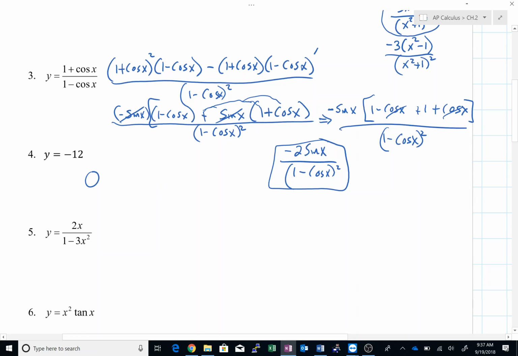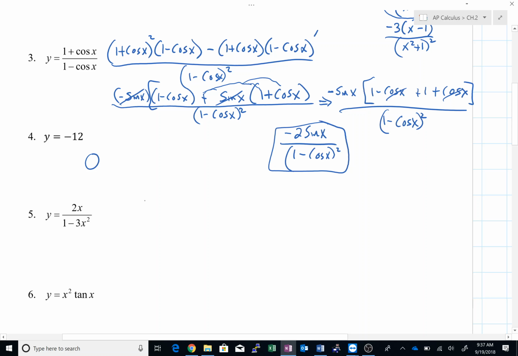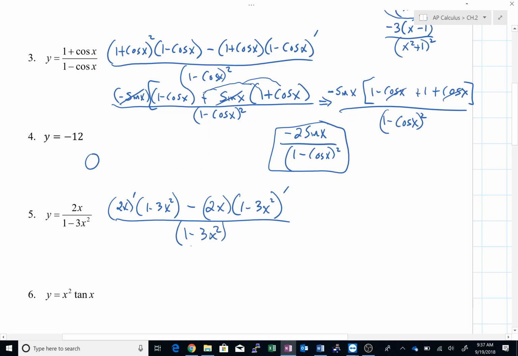All right, number 5. We've got the derivative of the top times the bottom, minus the derivative of the bottom times the top, all over the bottom squared. All right, here we go. We got 2 times 1 minus 3x squared, minus 2x times negative 6x.